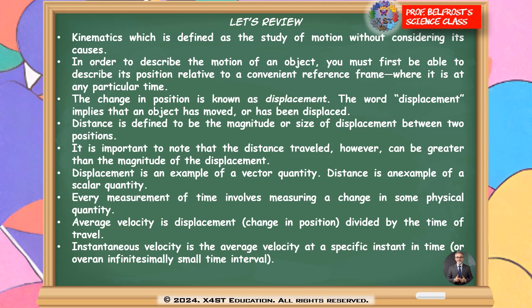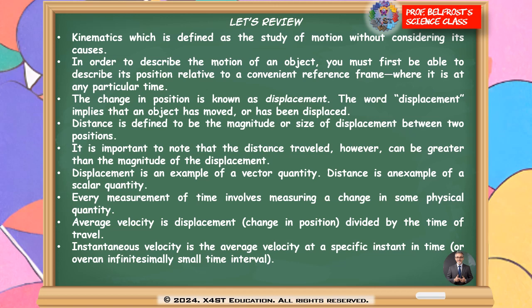While distance, on the other hand, is defined to be the magnitude or size of displacement between two positions. It's very important to note that the distance traveled, however, can be greater than the magnitude of displacement. While displacement is an example of a vector quantity, distance is an example of a scalar quantity. Every measurement of time involves measuring a change in some physical quantity, and time is very important in any discussion regarding motion.